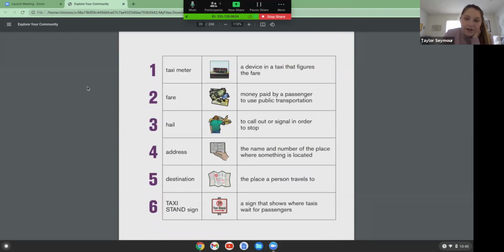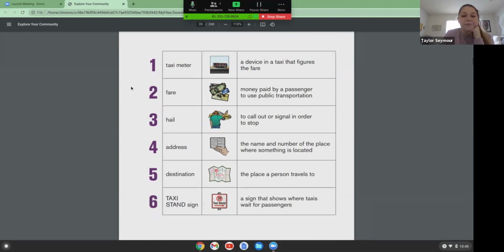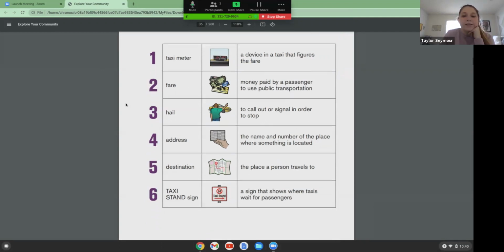Number two is fare, and that's money paid by a passenger to use public transportation. So that's the money that you're going to pay the taxi driver. Number three is hail, and hail means to call out or signal in order to stop. So you're going to hail a taxi to get it to stop so you can get in.